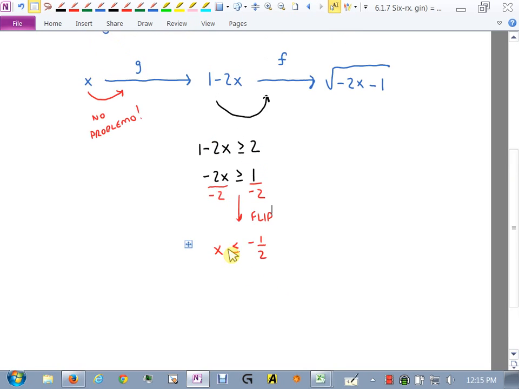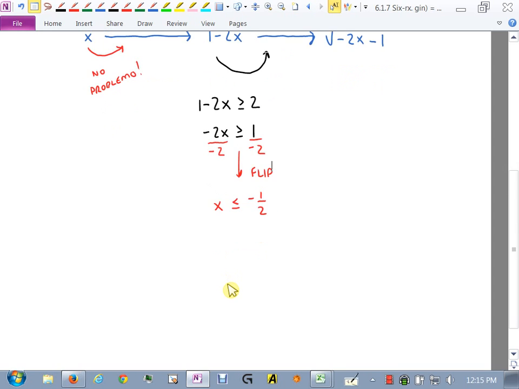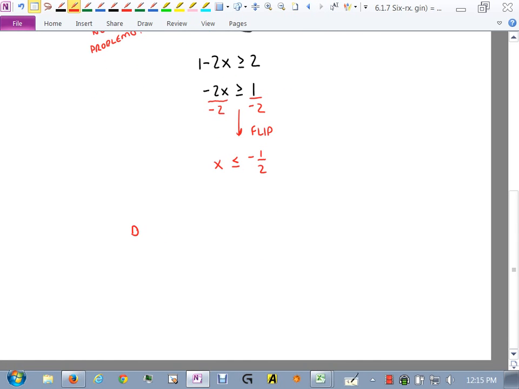All right. So, what is our domain then? What's our final domain here? We said no problems here, but here x has to maintain this inequality. So this is our domain. X has to be less than or equal to negative 1/2. So how do I write that? Negative infinity to negative 1/2, and then a bracket, because it's equal.